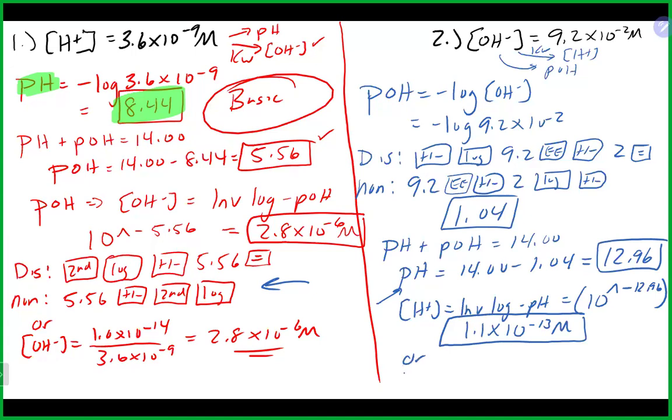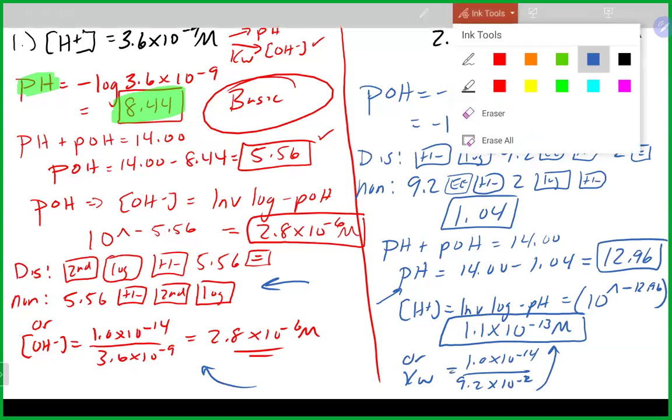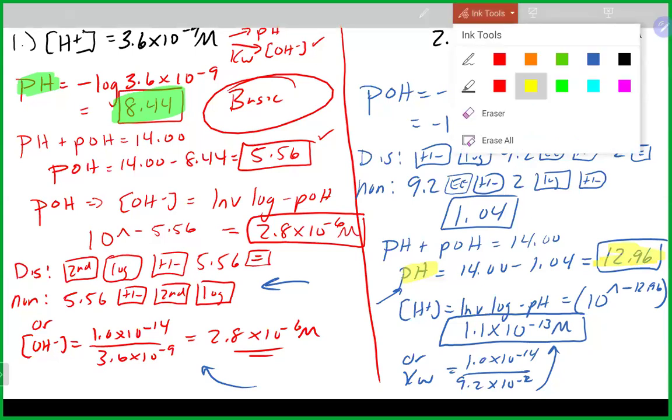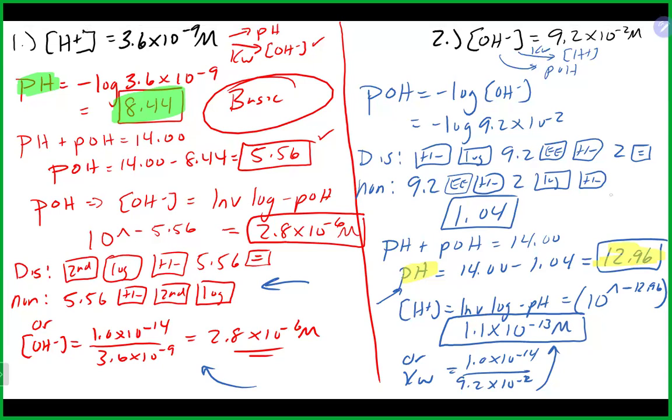Again, you could also use Kw just like we did over here. And you could have done 1 times 10 to the minus 14 divided by our 9.2 times 10 to the minus 2. And that should also get you there as well. Once again, here we do want to look at our pH to help us determine. Our pH is actually 12.96. That once again means it is above 7, which means it is basic in this case as well. First off, any questions on that there?